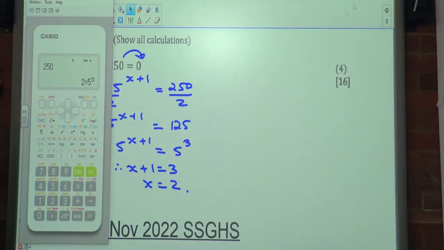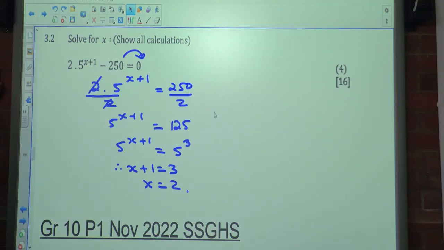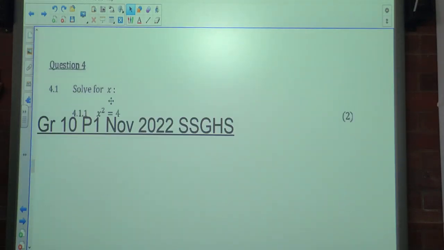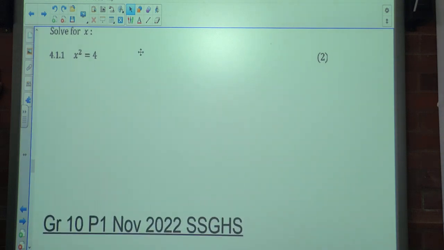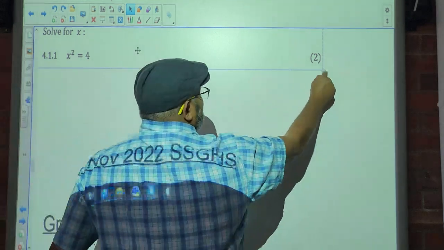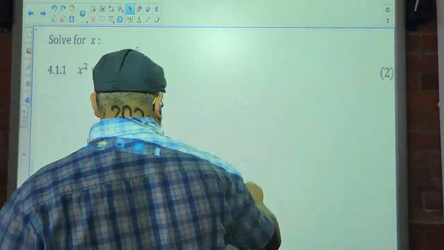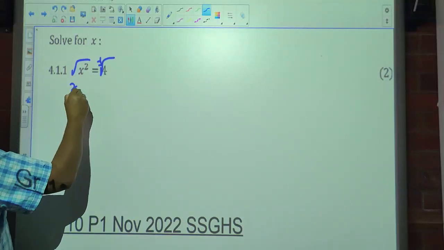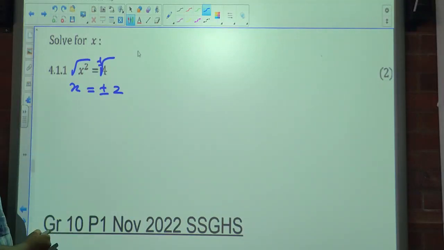Yes? Looks like you're going to pass. Or you're going to do well as well, not only pass, no? People, let's look at 4.1. Question says, solve for x. In 4.1.1, I can do this one of 2 ways. If I introduce a square root, what must I not forget? Plus minus. There you go. Square root both sides, plus minus. So x is equal to plus minus 2.